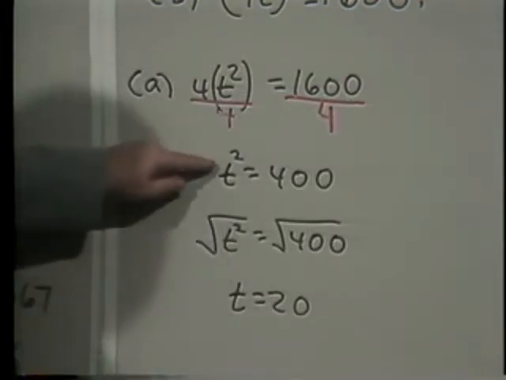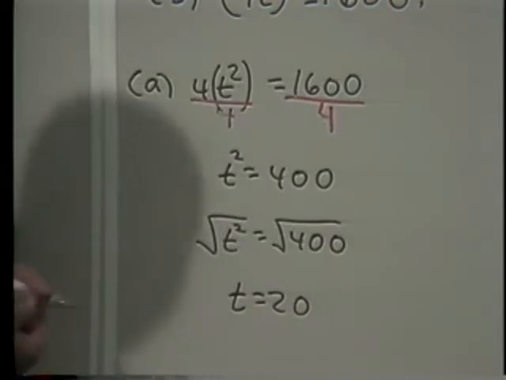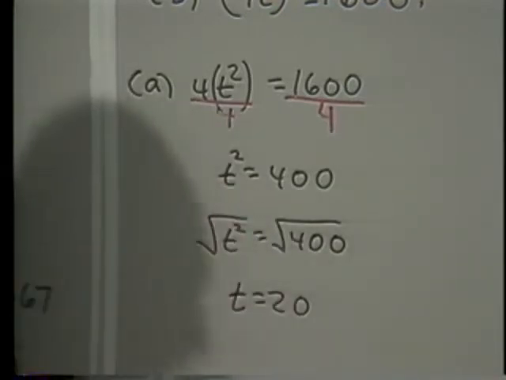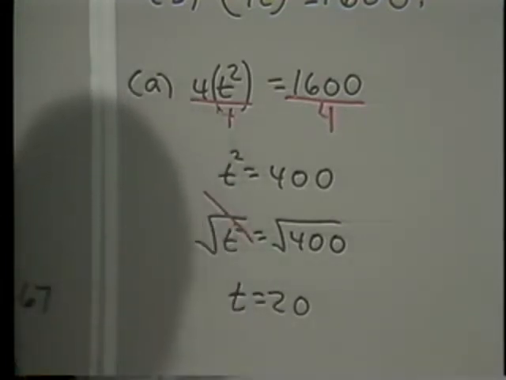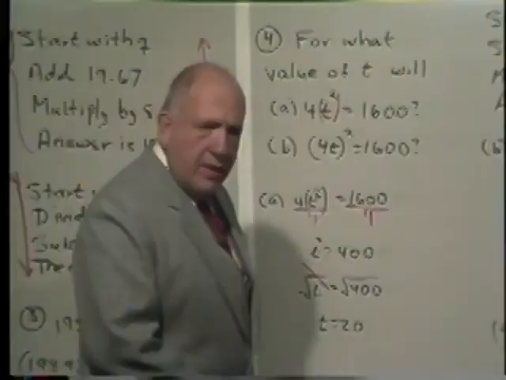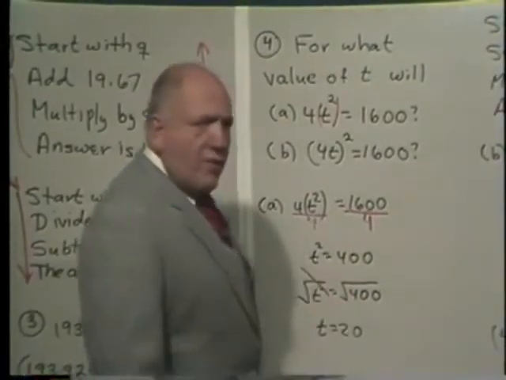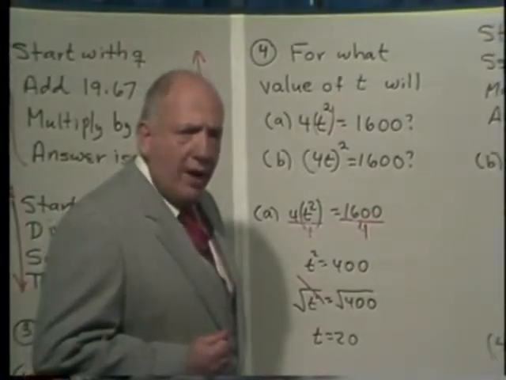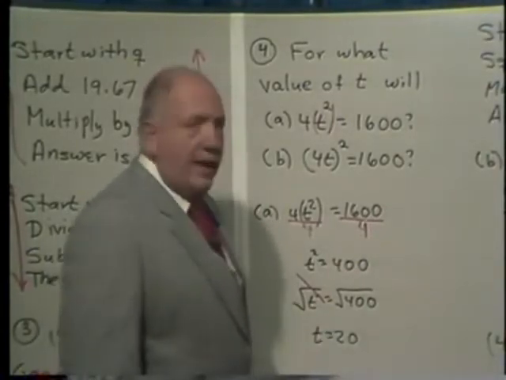How do you unblock t squared? To unblock squaring a number, you take the square root. But if I take the square root of one side, I also have to take the square root of the other side. The square root of t squared just says t. If you square, then take the square root, you're back to where you started from. That was why you did this operation. And the square root of 400 means the number which, when multiplied by itself, gives you 400. Since 20 times 20 is 400, t would be 20 in that case.